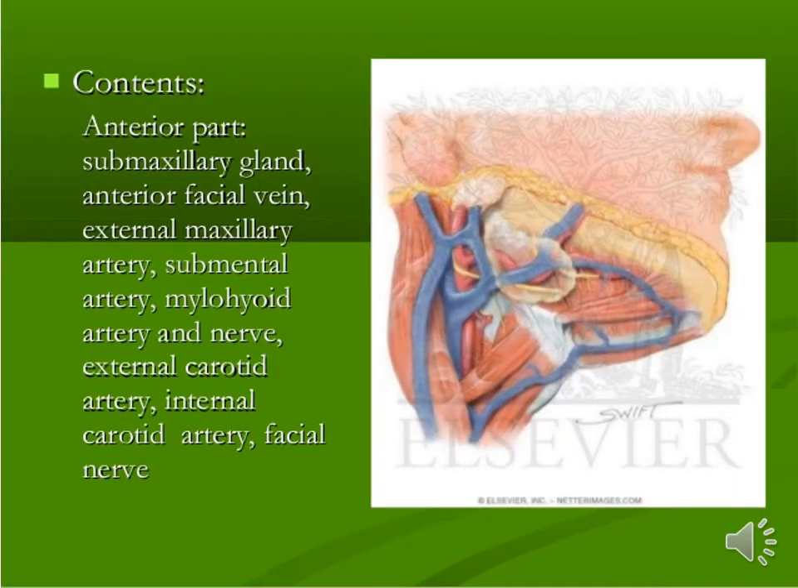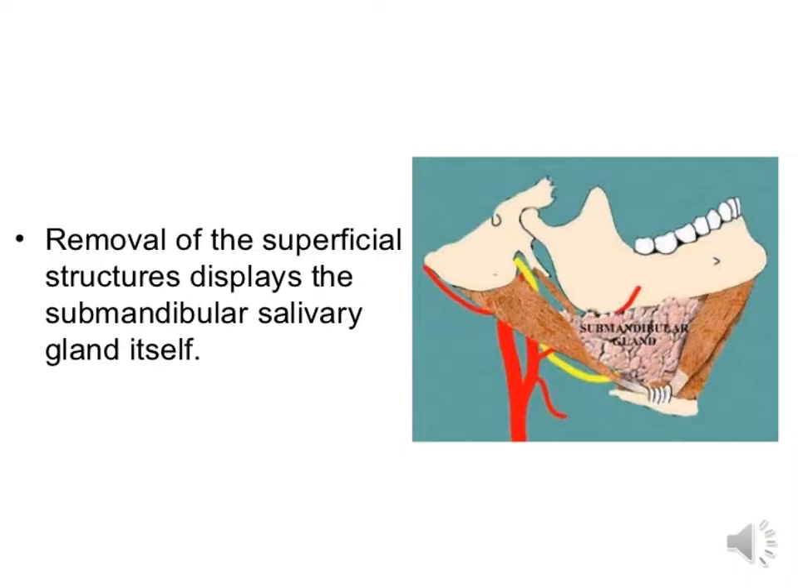The contents of the submandibular triangle: anterior part, the submaxillary or submandibular gland, one of the major salivary glands, anterior facial vein, external maxillary artery, submental artery, mylohyoid artery and nerve, external carotid artery and internal carotid artery, and the facial nerve. If we remove all the superficial structures from above, we can see the submandibular salivary gland and its structure.